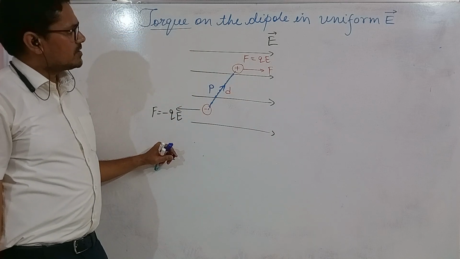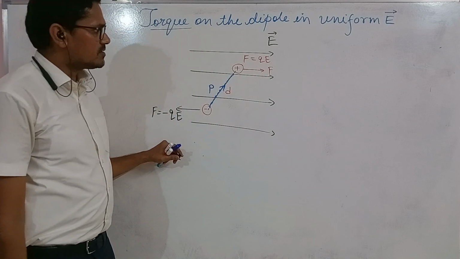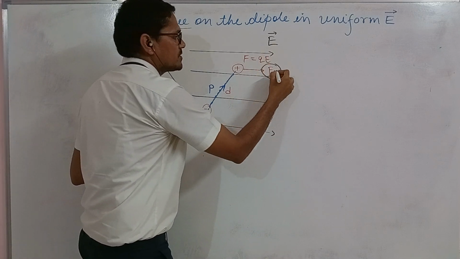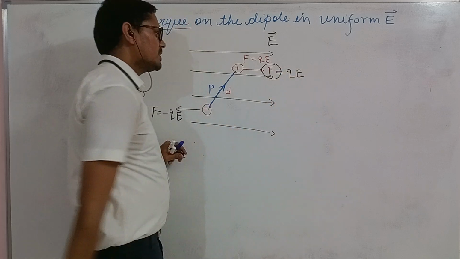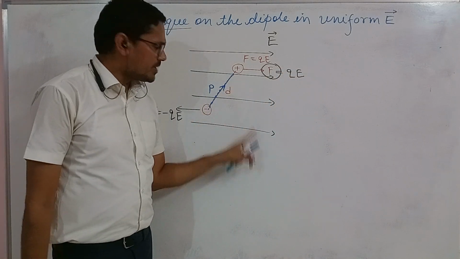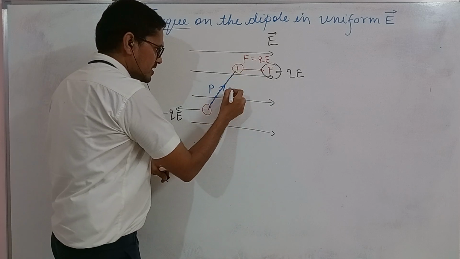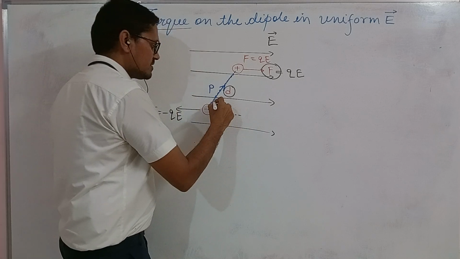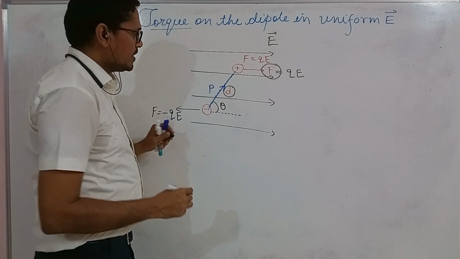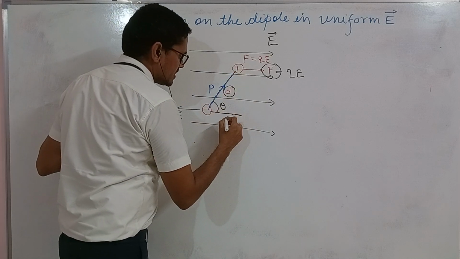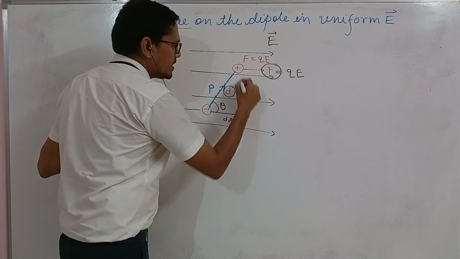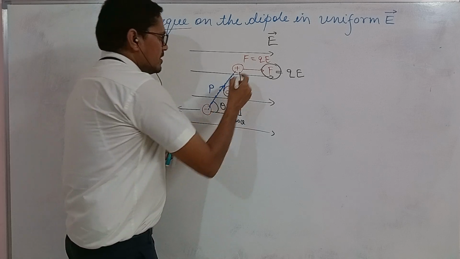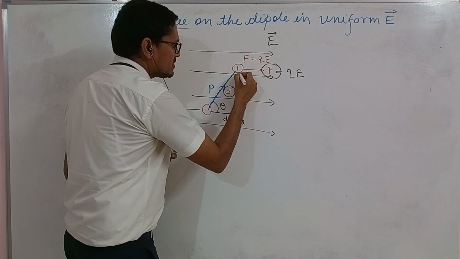Now we know that the torque is equal to force multiplied by the perpendicular distance. Here the force is F equals QE. I need to find out the perpendicular distance. If this distance is d, and the angle made by the dipole moment with the electric field is theta, then this distance would be d cos theta, and the perpendicular distance would be d sin theta.